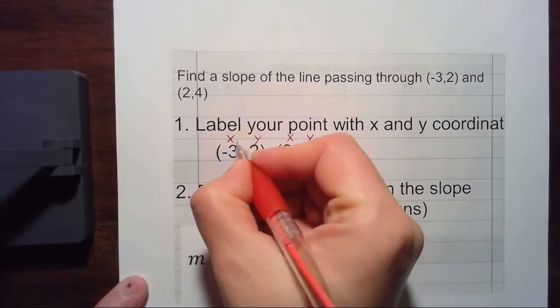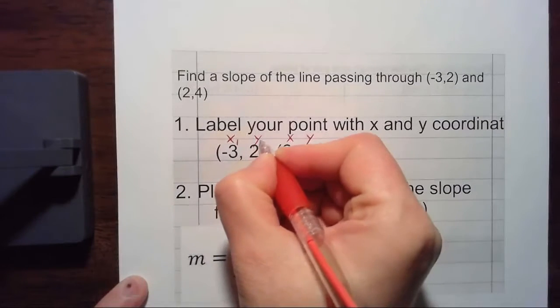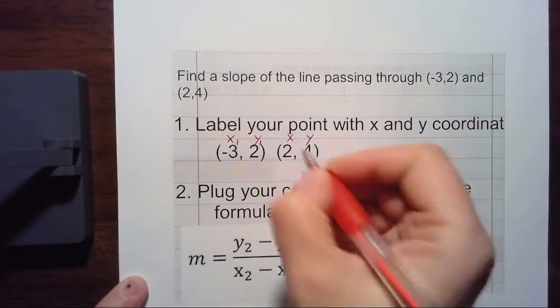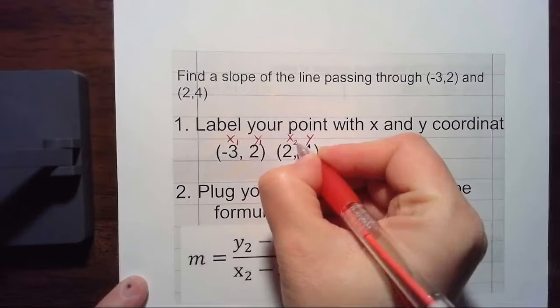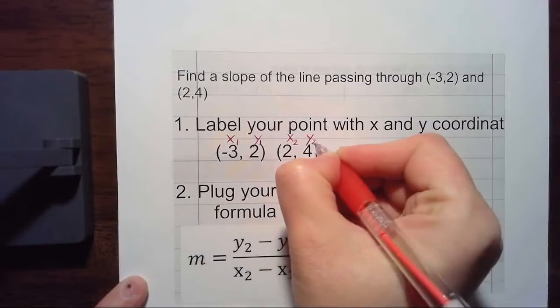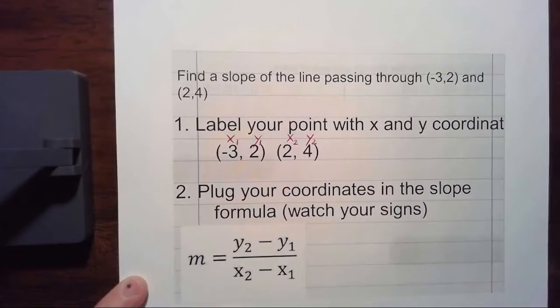So I'm going to call this my first point, so I'm going to put subscript of 1. And this will be my point 2, so it's subscript of 2. Okay? So that's how you label. The first number is always x. The second is always y.